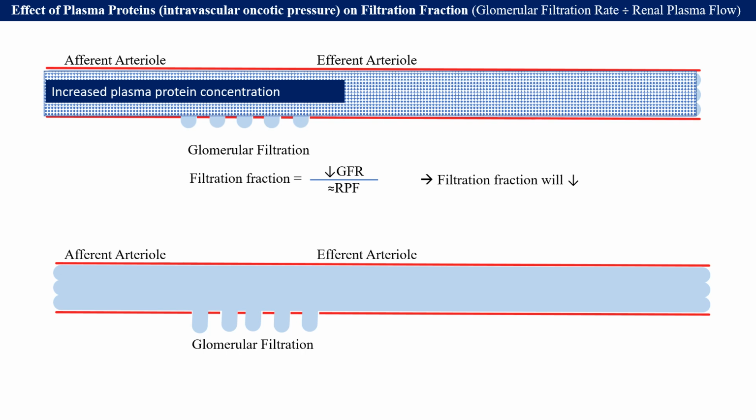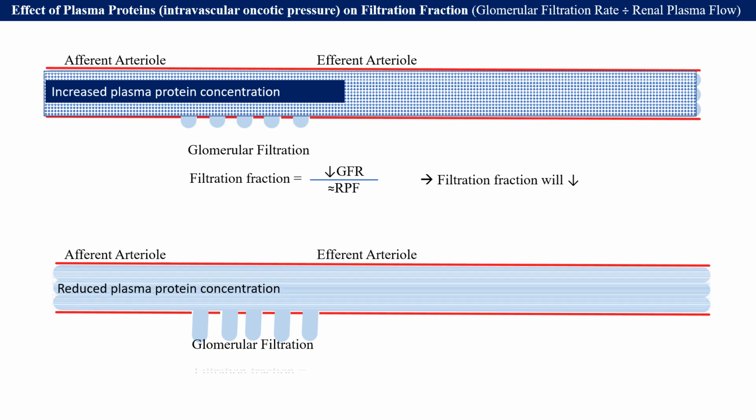What happens to the filtration fraction when there is a decrease in plasma protein concentration? The decrease in intraglomerular oncotic pressure due to the lower plasma protein concentration will favor glomerular filtration, but it will not affect renal plasma flow. Because the numerator GFR is increased and the denominator renal plasma flow is relatively unchanged, the filtration fraction will be increased.